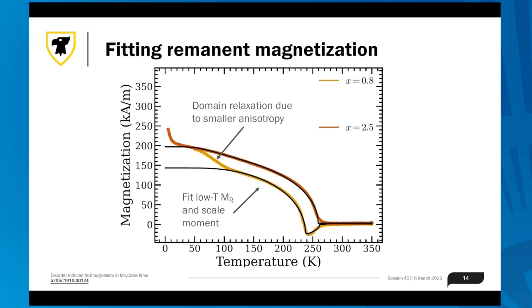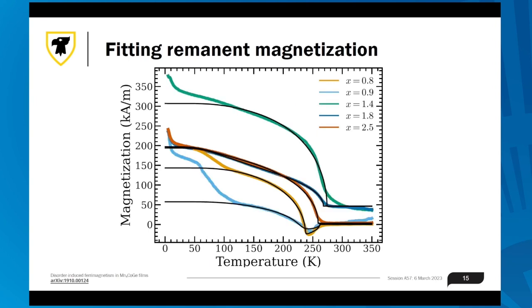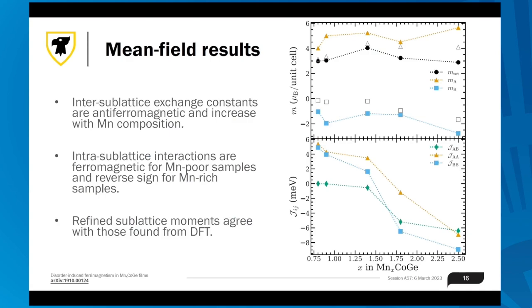So I mentioned earlier that there is a difference in anisotropy between the manganese-rich and poor samples. So we attribute this magnetization up here to domain relaxation. So what we do is we get rid of the low temperature remnant magnetization, and we actually scale the moment up. And so here is what is performed for all of our samples. So we are able to obtain a fit.